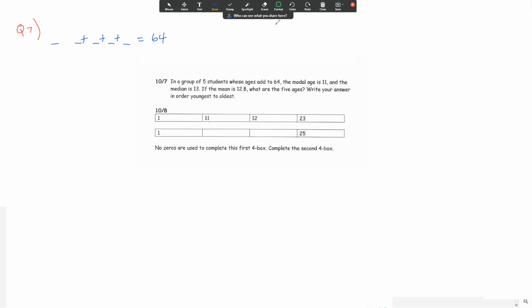Question number 8, we've got 1, 11, 12, 23 in the top row. And then at the bottom, we got the same number 1 here, but we got a different number over here. This is going up by 10, this is going up by 1, and this is going up by 11. The overall jump is plus 22. Overall jump is plus 24.